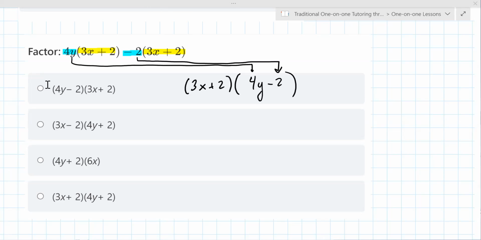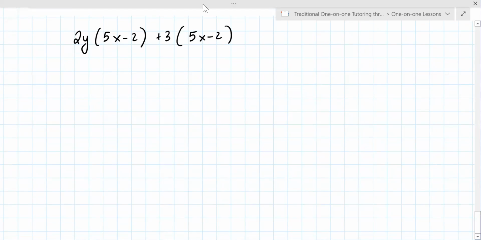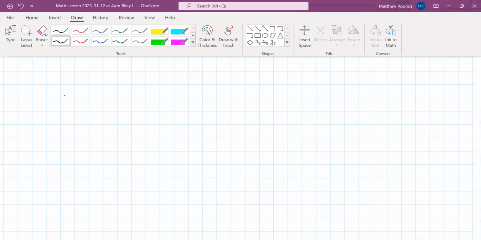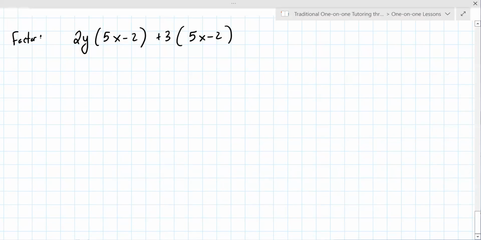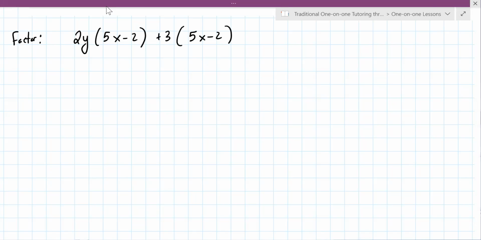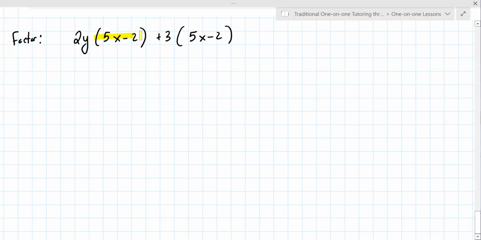Another one like that, because I'm still not sure, what if everything is different in the question? Would it not be able to be factored? Yeah, it would not be like that though. It would be something like this: 2y times 5x minus 2, plus 3 times 5x minus 2. And the instructions would say factor. They don't really give you factor questions that you can't factor. That's right. I mean, that doesn't sound very fair to ask you to do something that's impossible.